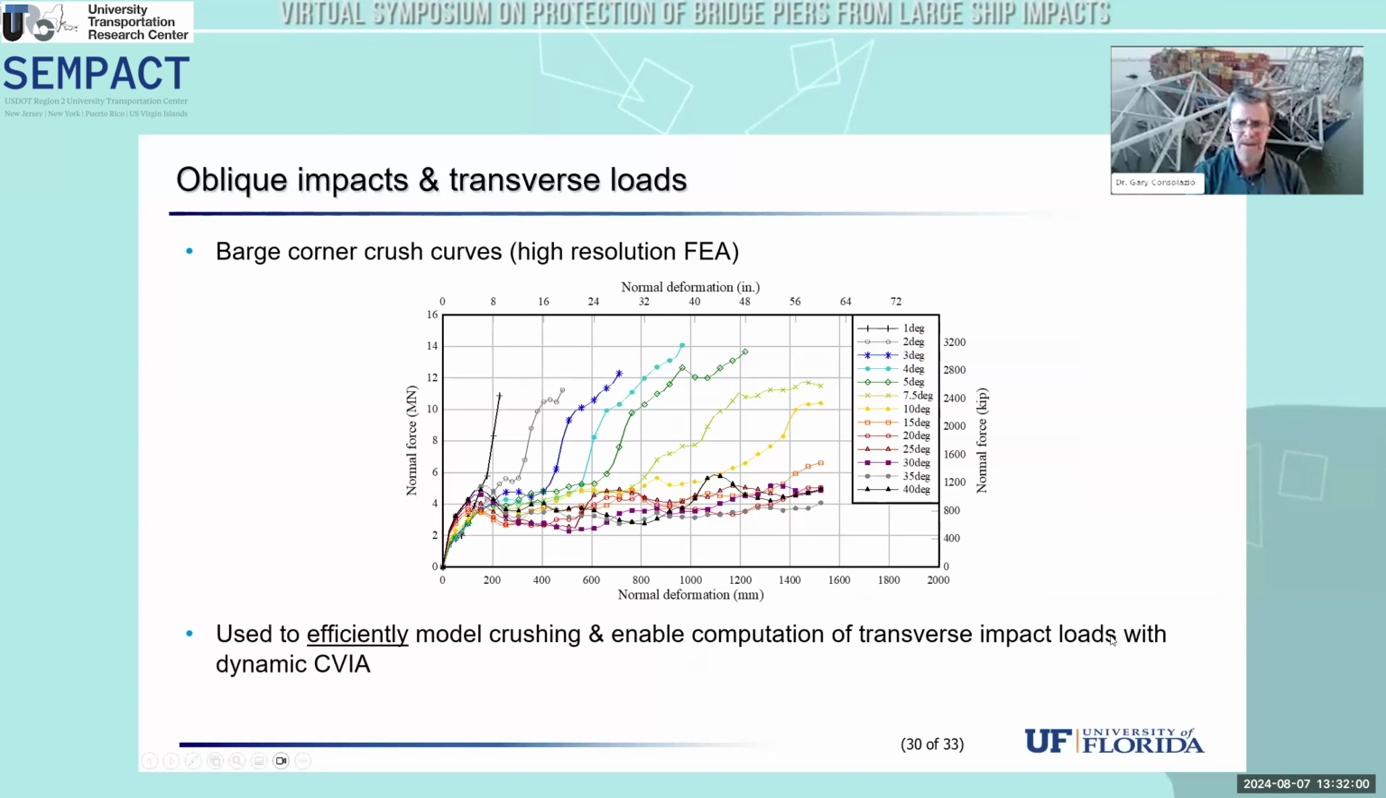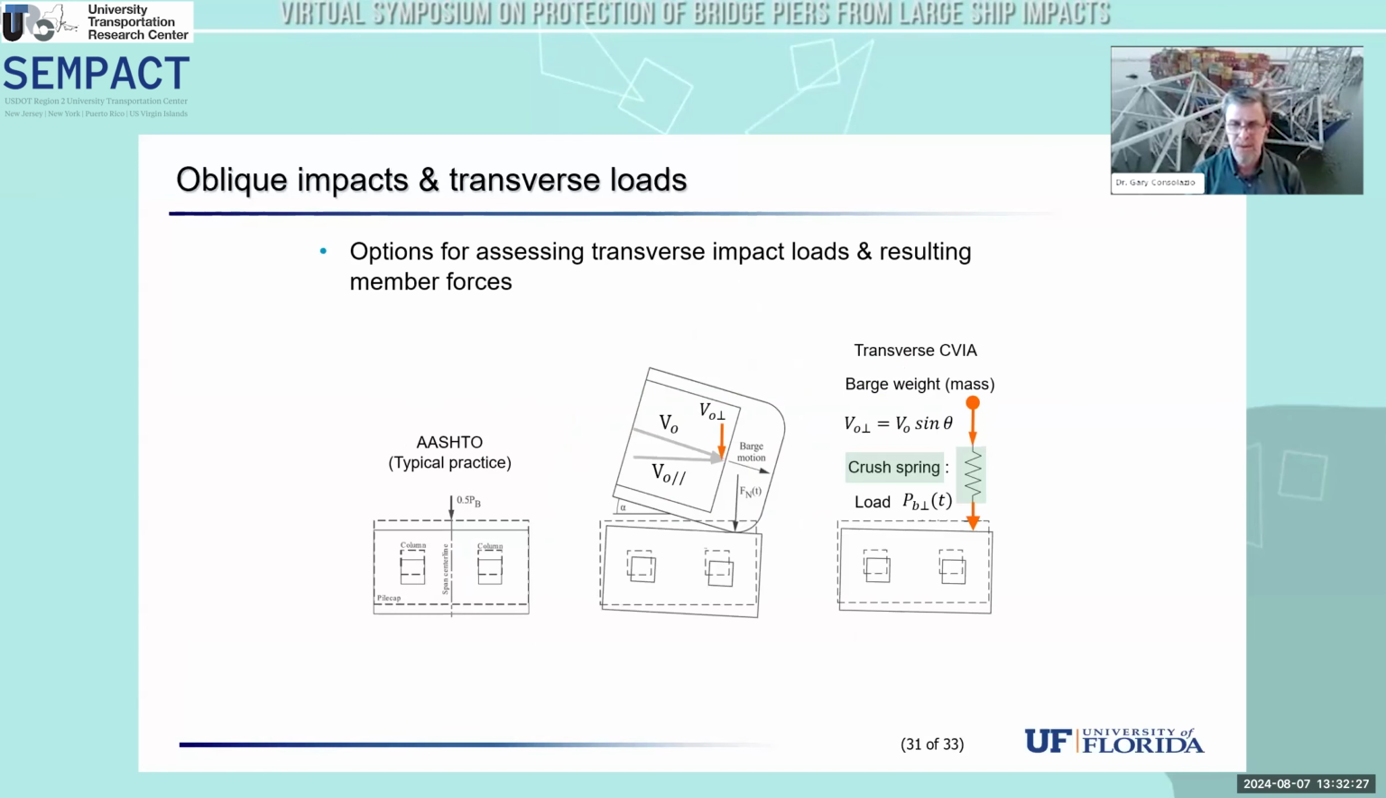All right, so we've done this for a number of different angles, and so you can see a collection or a family of different curves shown here for angles ranging from very shallow, the 1 degree, all the way up to 40 degrees. These are relatively expensive simulations, taking days on a very powerful computer, but once they're computed, they become a library of functions that we can use to very efficiently model crushing for low order coupled vessel impact analysis. And so it becomes very manageable to investigate structural demands for these oblique side-on impact conditions.